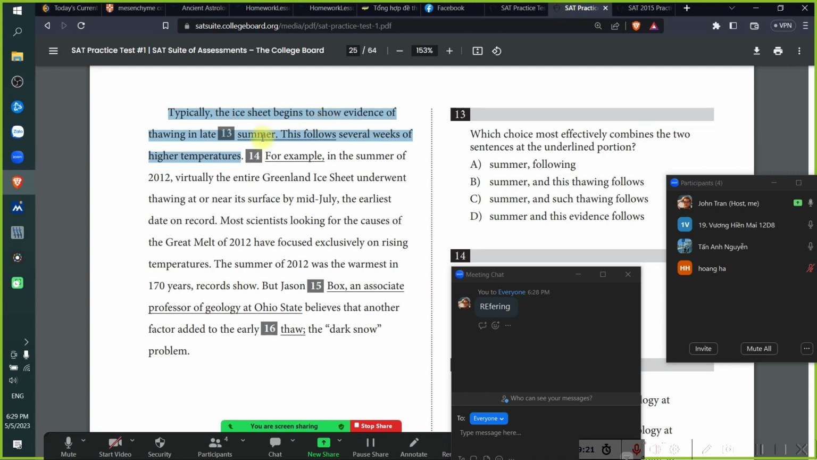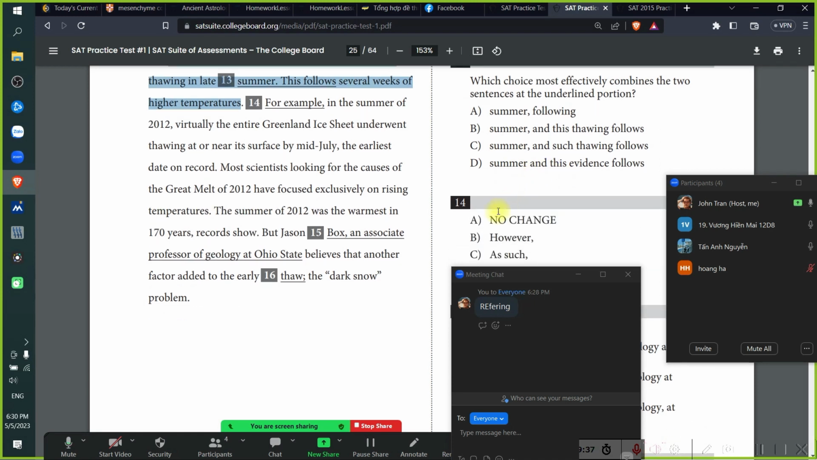Okay. This follows can be changed to following, you know, if you combine the two sentences together. Cái này á, this follow thay bằng following được mà, để kết nối hai phần của câu này lại. Còn mấy cái còn lại á, nó dư thừa mứa quá không có nên.